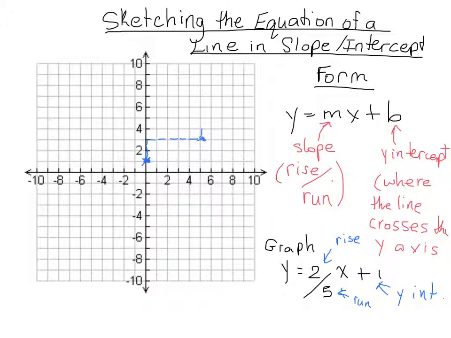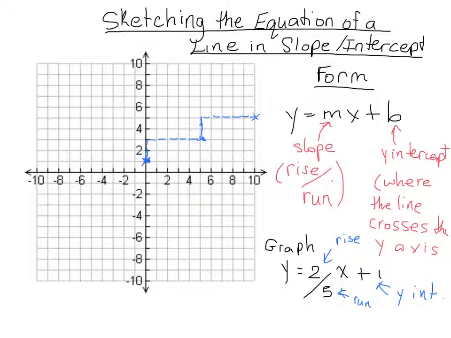It rises 2, and 2 points is all we need. But just to make sure this is clear, it rises 2, and then it runs all the way over from 5 over to 10. So we have 3 points for our line now. We could go even more and get more points, but I'm going to stick to our 3 points.